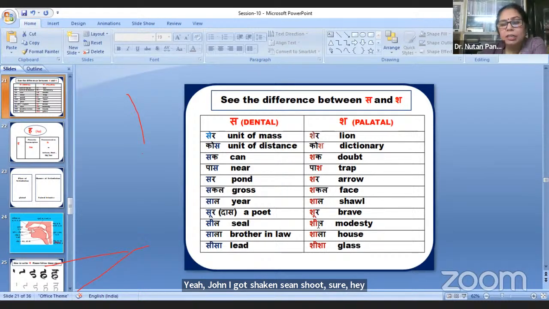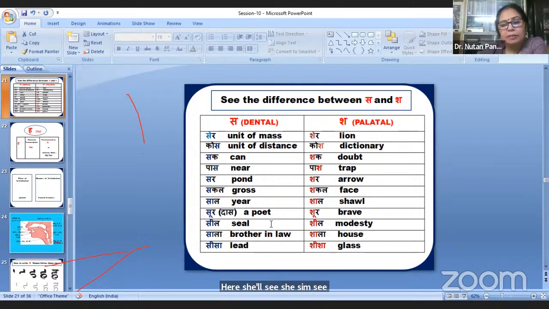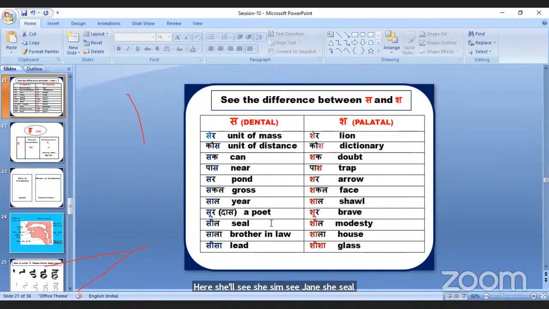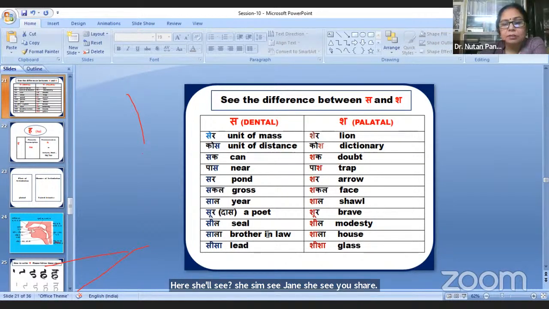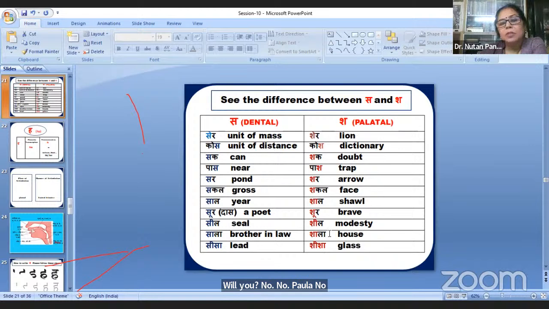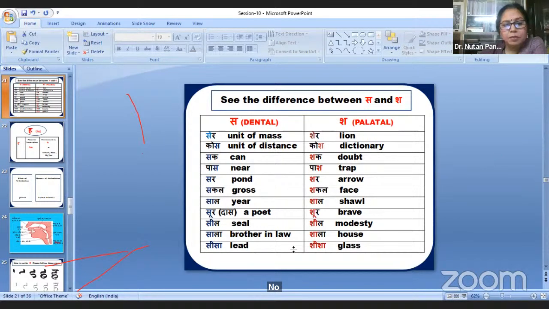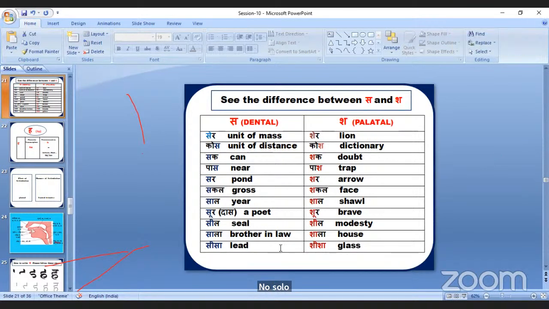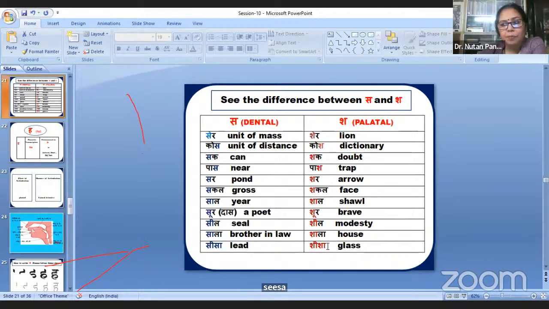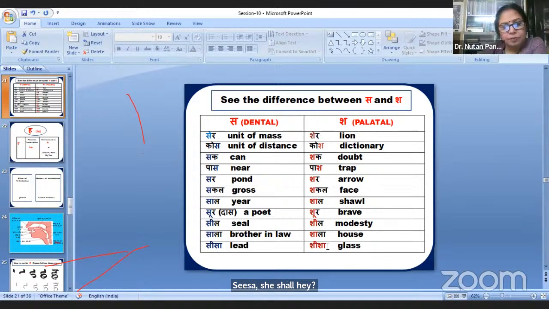Seal, shield. शेर. Dental, seal, shield. सेल, शेल. Sala, shala. साला, शाला. Good. Sisa, Shisha. Good. Sisa, Shisha.